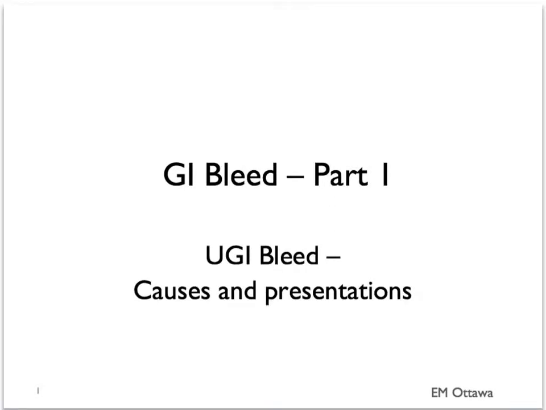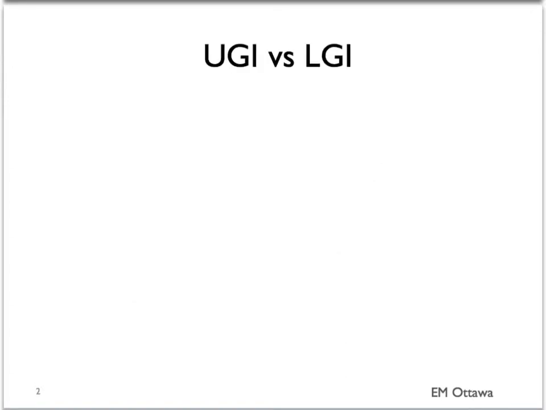In this segment, we will discuss the approach to GI bleed. In part 1 of GI bleed, we will discuss the causes and presentations of upper GI bleed. In patients with a potential GI bleed, we usually divide it up into upper and lower GI bleed.